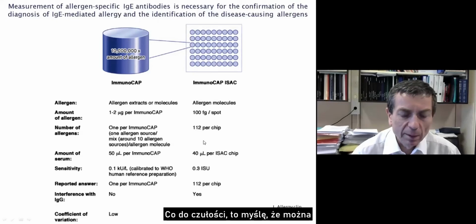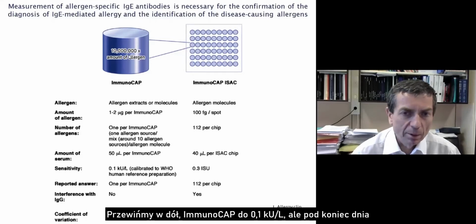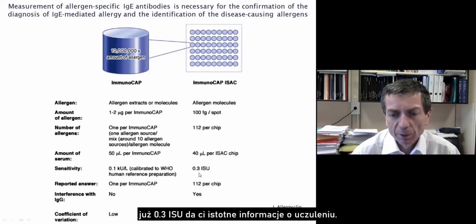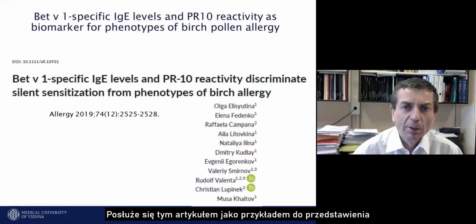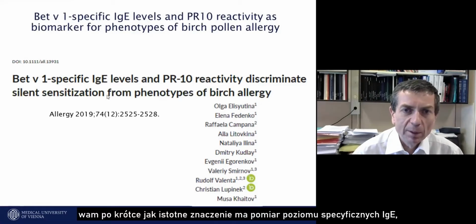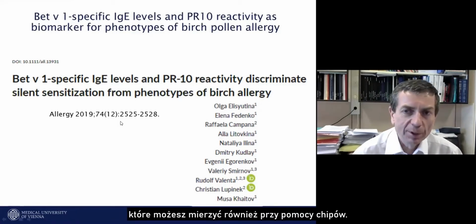Regarding sensitivity, I think in the end of the day, one can conclude that the sensitivity of the ImmunoCAP and the chip is pretty much the same. You can go down with the ImmunoCAP to 0.1 kilo units, but in the end of the day, also 0.1 ISU will give you important information about sensitization already. I take this as an example to introduce to you a little bit the validity and importance of allergen-specific IgE levels that you can also measure by chip diagnosis.